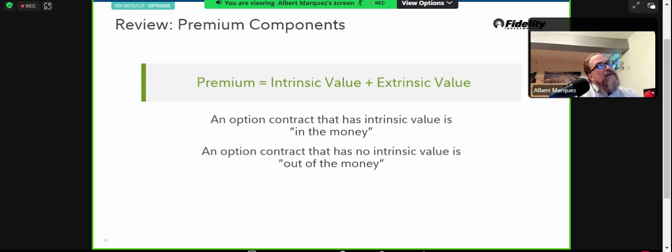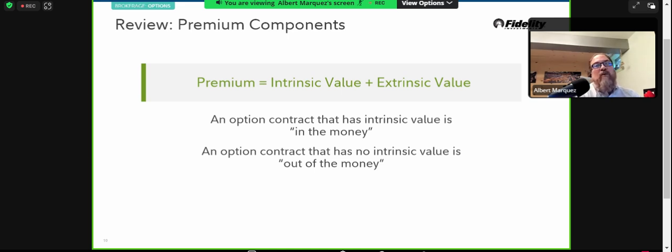The extrinsic is the amount of that premium that's explained by anything other than intrinsic value, right? So in other words, those other two components: the time to expiration and the implied volatility levels. Going back to that example of a 100 call when the stock is trading at 105, if the price of that option is $7.50, we now know what makes up that premium. There's $5 of intrinsic value and $2.50 of extrinsic value. That's the time to expiration and the volatility.